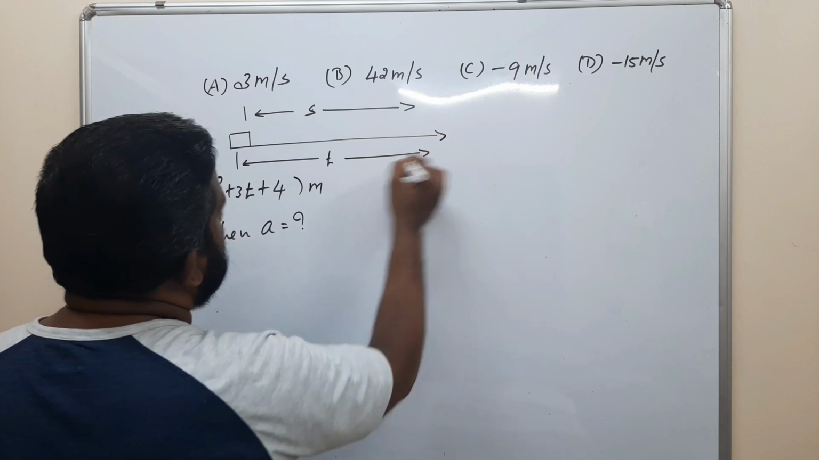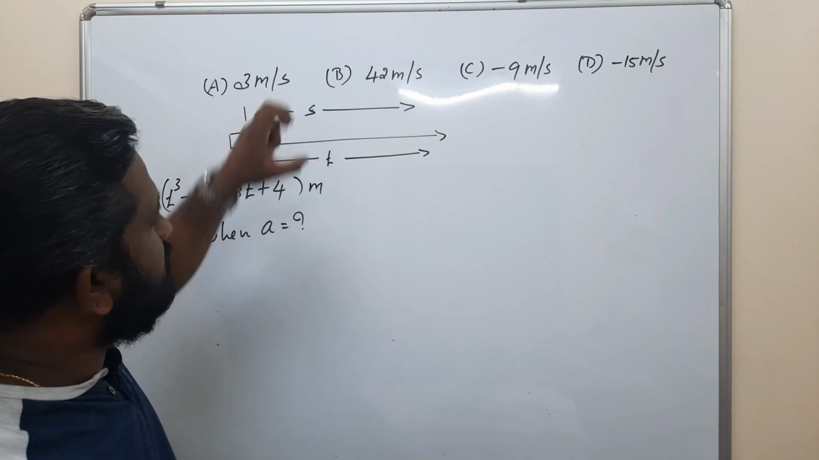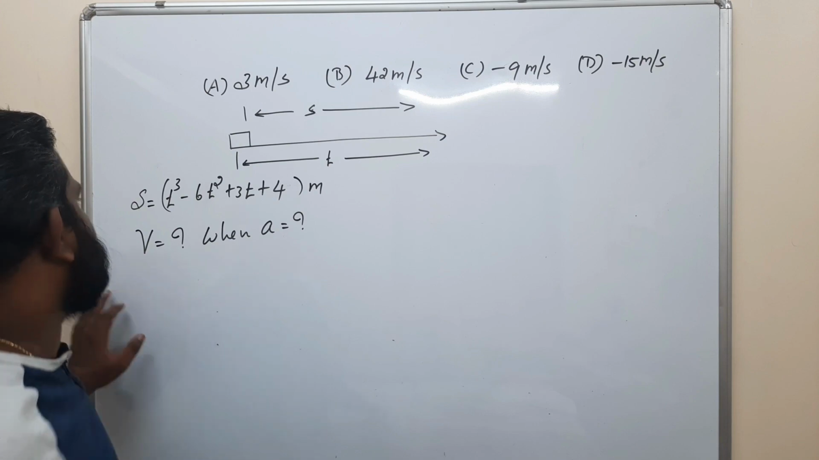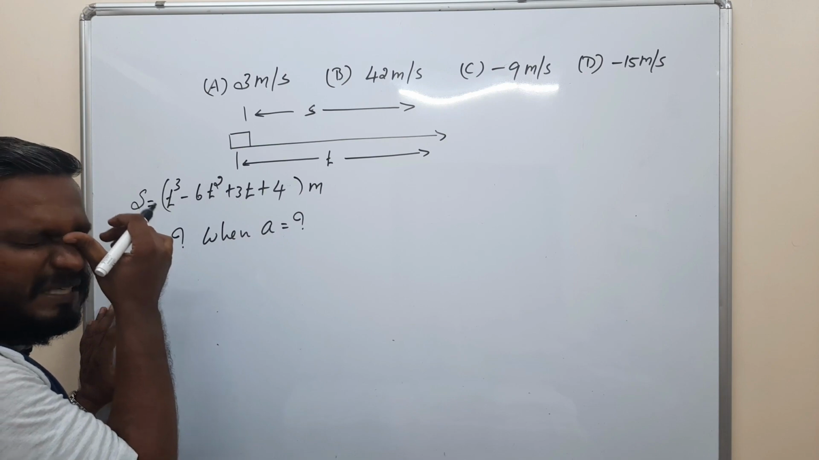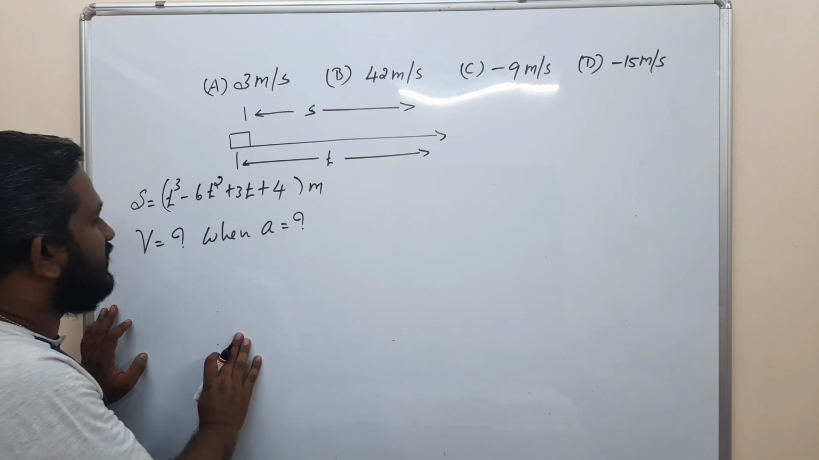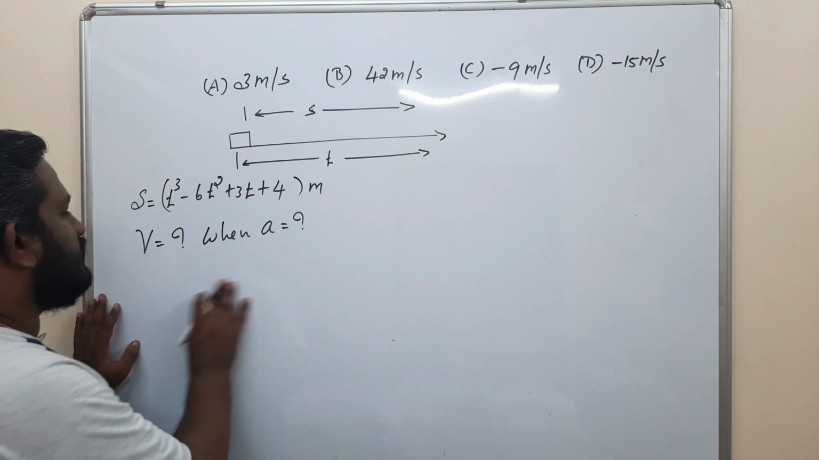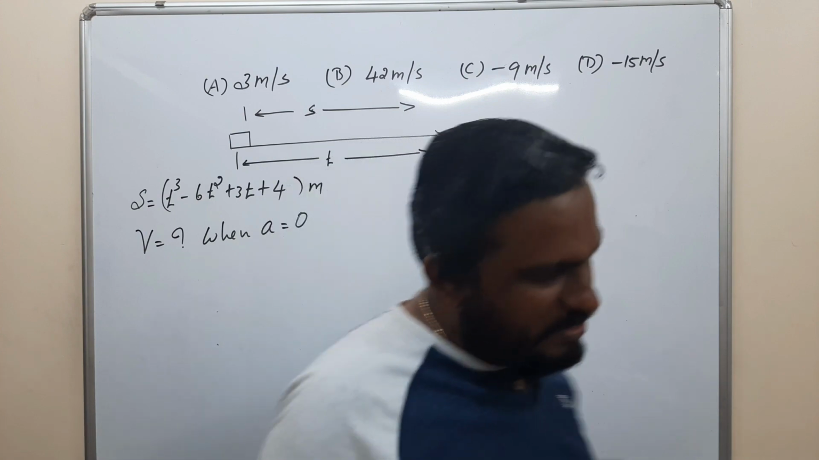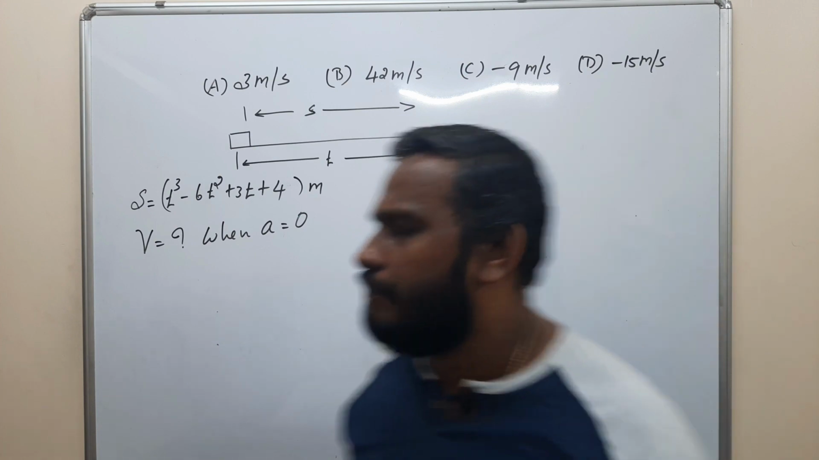This is the visualization of the question. A particle is moving in a straight line. After time t, let S be the displacement of the particle. The displacement is a function of time: S is equal to t cube minus 6t square plus 3t plus 4 meters. We have to find the value of the velocity when the acceleration is equal to 0.